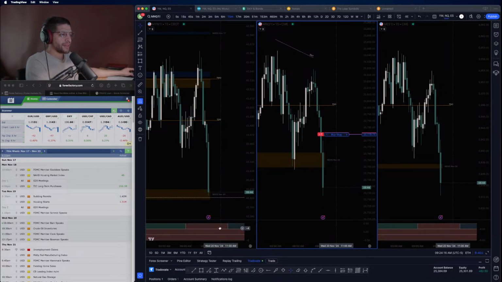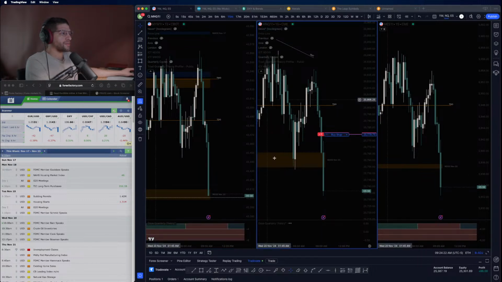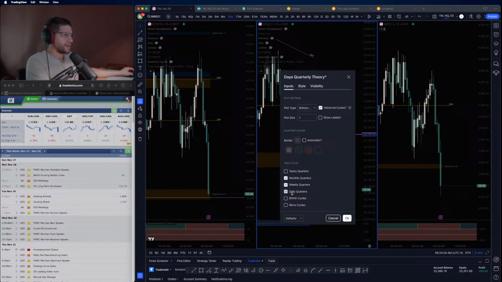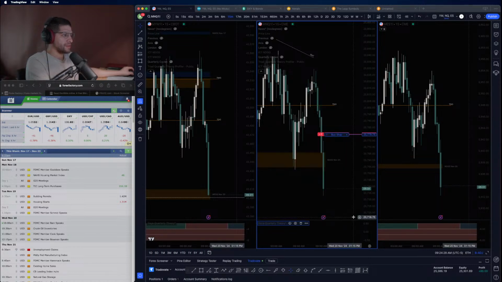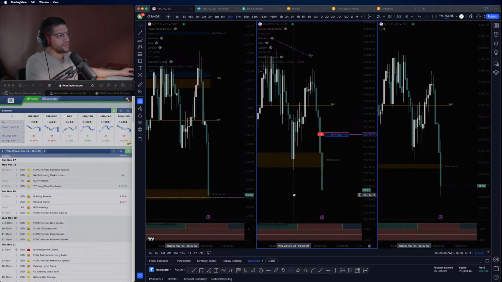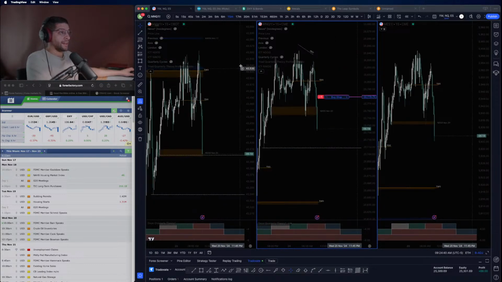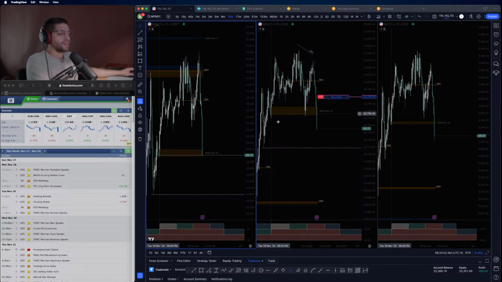Also, if you guys are using this quarterly theory indicator, mine always does this, where it doesn't show up, and then sometimes it shows up, but I gotta go back in here and do that, and it's so annoying. So if you guys have a fix for that, let me know, because it's very annoying.